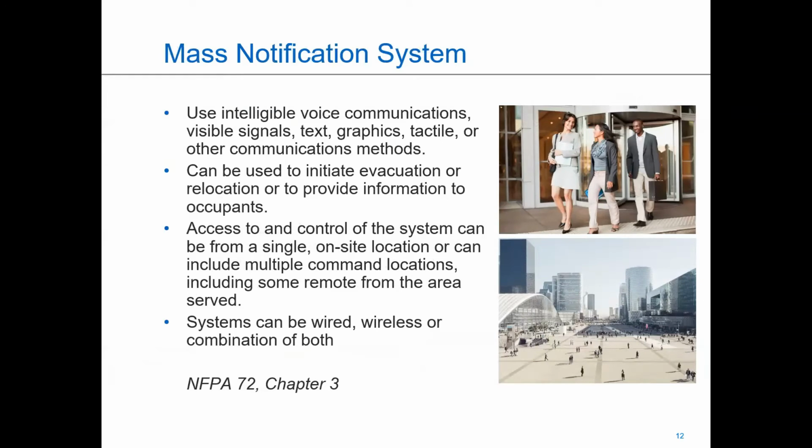A mass notification system, in a world when we talk about emergency, this word MNS, mass notification, emergency communications, all relate to voice. With voice, there always are going to be visible signals and text, things that the AHJ requires so the hard of hearing or impaired also need to be informed. So it's always an audio-visual system. This, again, is straight out of NFPA. The systems can be wired, wireless, or a combination of both.